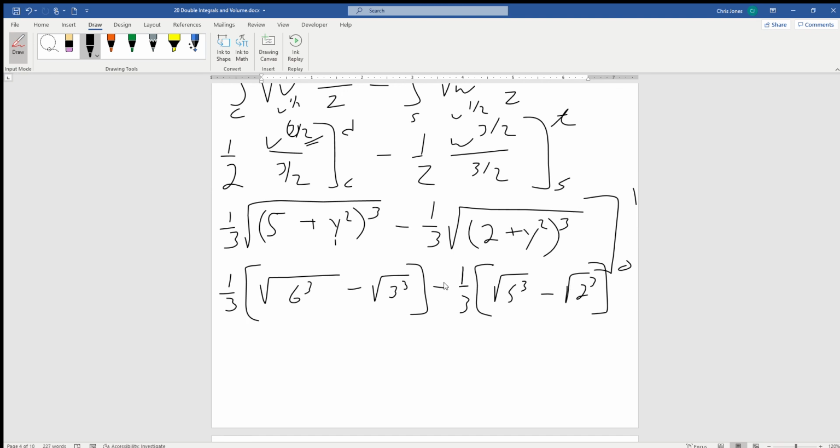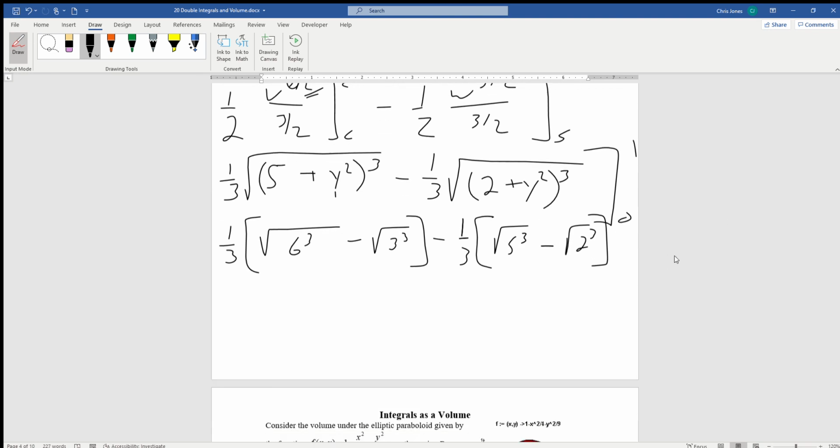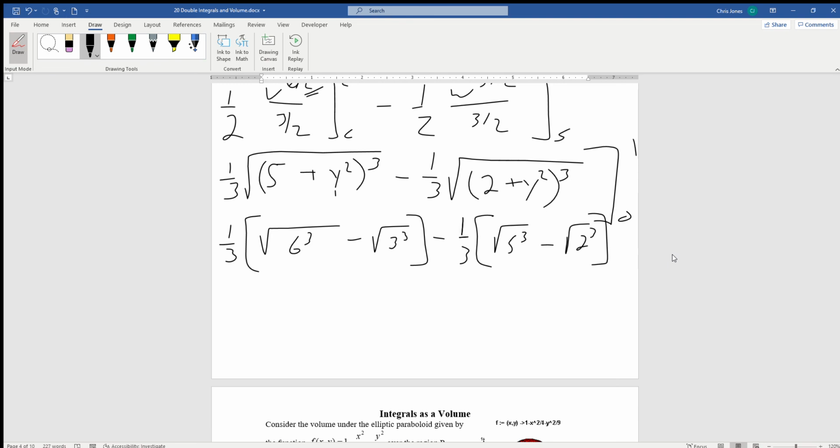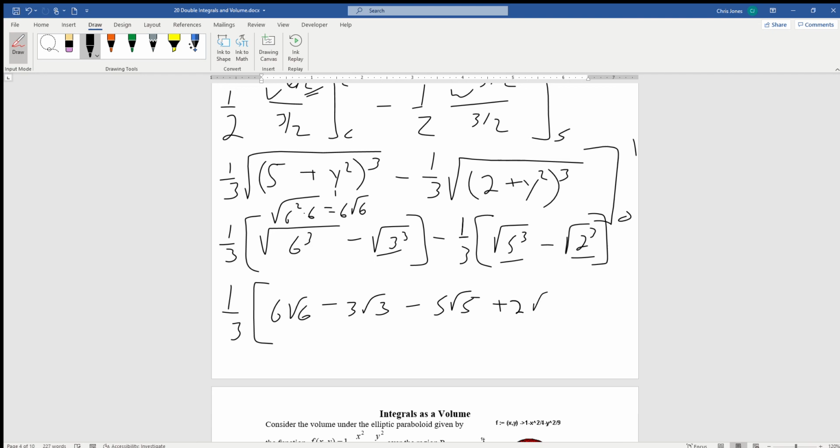Another way to write this is if we distribute the negative, factor out the 1/3, and then simplify all of the radicals. Because remember, we can write 6 to the 3rd as 6 squared times 6, or 6 roots of 6 would be another way. And we could do that in succession with all of the other radical expressions. We could finally rewrite this as 1/3 of the quantity of 6 roots of 6 minus 3 roots of 3 minus 5 roots of 5 plus 2 roots of 2.